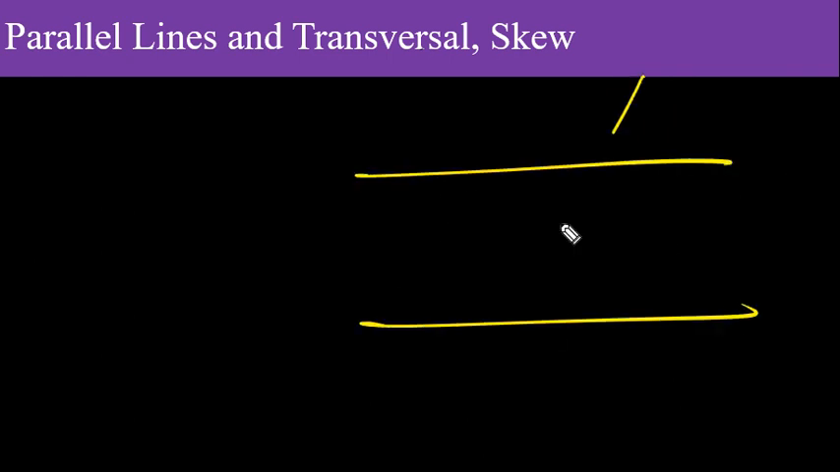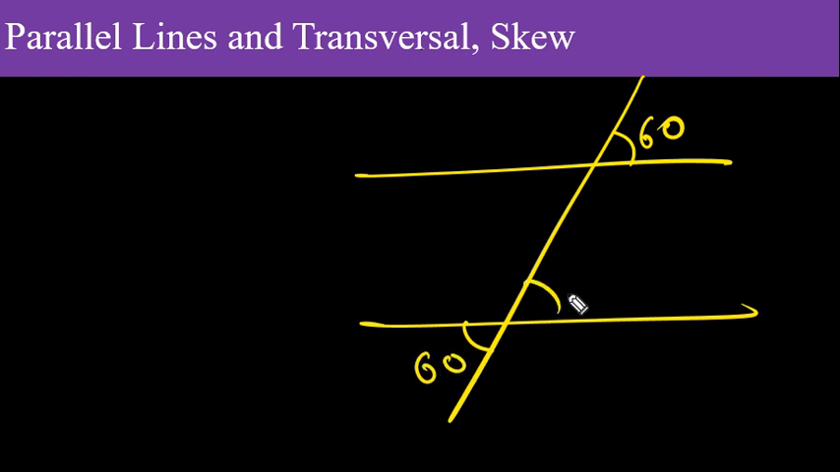Now let's take an example. If this angle is 60 degree, how much will be this angle? How much will be this angle? How much will be this angle? How much will be this angle? 120. And that's what I was talking to you.